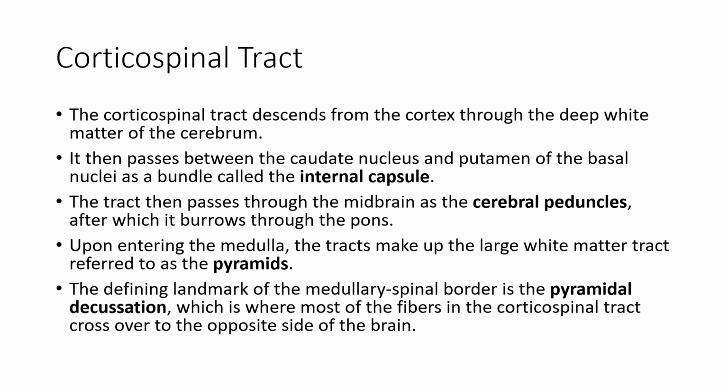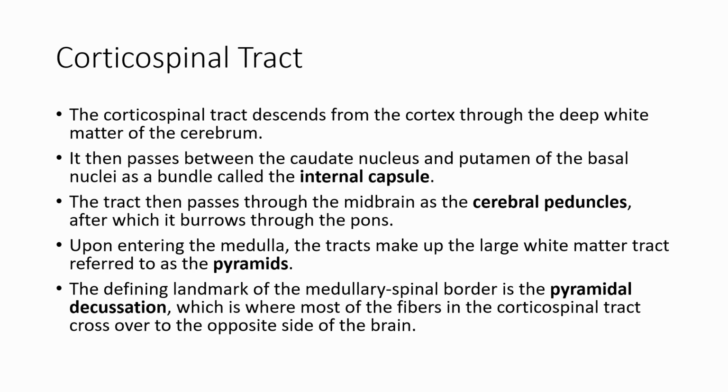So let's look at the corticospinal tract. This is going to descend from the cortex through the white matter we find in the cerebrum. It's going to pass between what's called the caudate nucleus and the putamen. Remember those guys, the caudate and the putamen, found in the basal nuclei. They're going to be found in a bundle called the internal capsule. So we're going to pass through using the internal capsule.